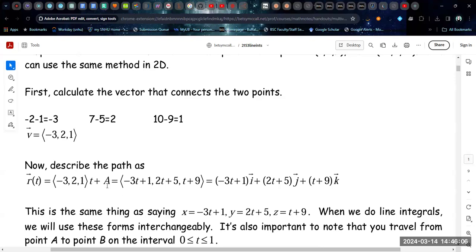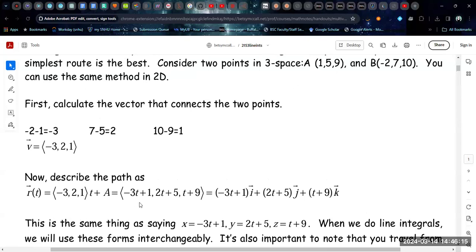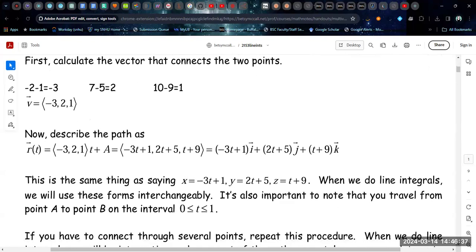So if we substitute in our A values and then distribute these component by component, -3t plus the first coordinate of our A point is 1, and then 2t plus the Y component of A is 2t plus 5, and then 1t plus the Z component would be t plus 9. And so this would be our R function that goes into our line integral. This is our parametrized curve for that line segment.